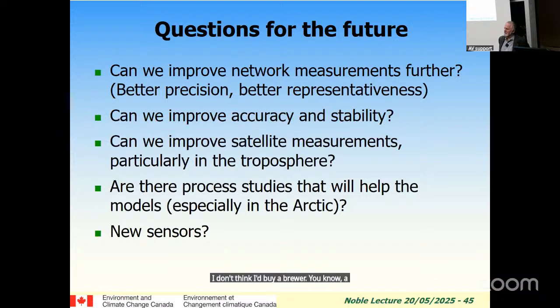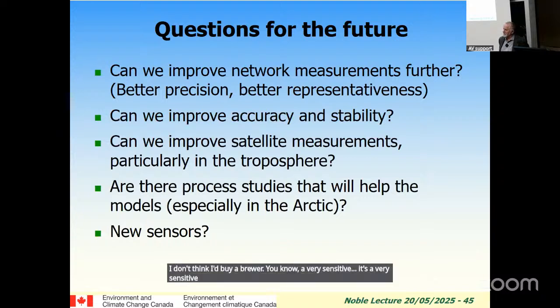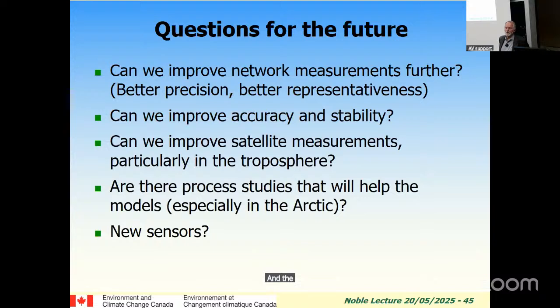It's a very sensitive instrument. The Triad is really the global standard, and the double Brewer is a very precise instrument, but it requires a fair bit of maintenance. They cost $500,000. You can get a pretty good measurement from Pandora.